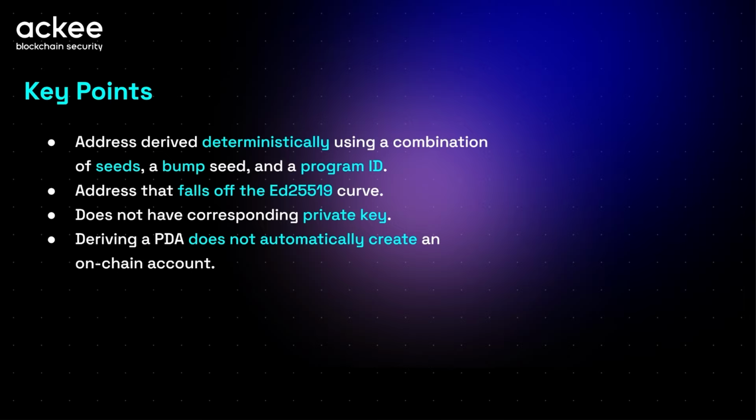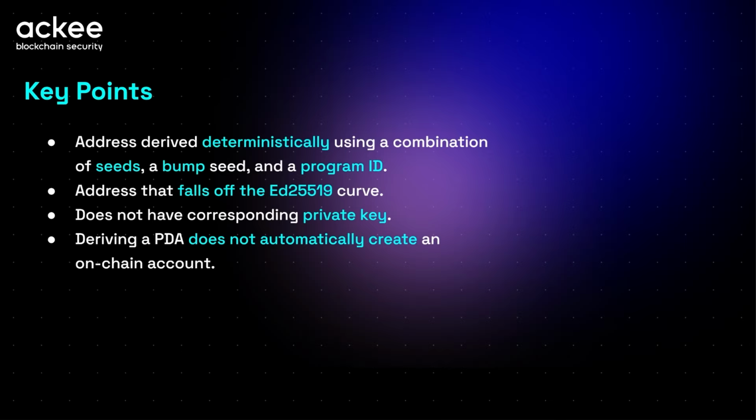If you do not use the regular key pair, but you rather use the PDA, you know what seeds were used in order to derive the PDA, so you can always derive the PDA again, as the derivation process is deterministic, because, as I said, you know the program ID, you know the bump, and you know the seeds that were used in order to derive the PDA.